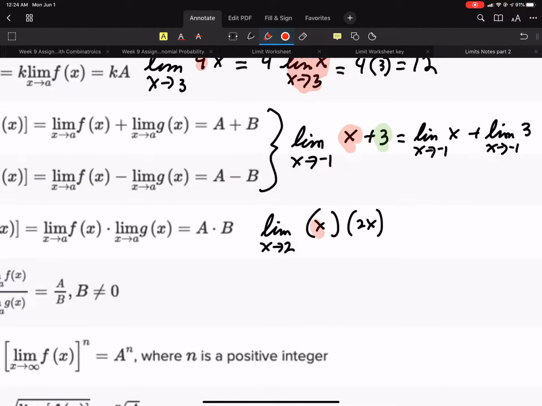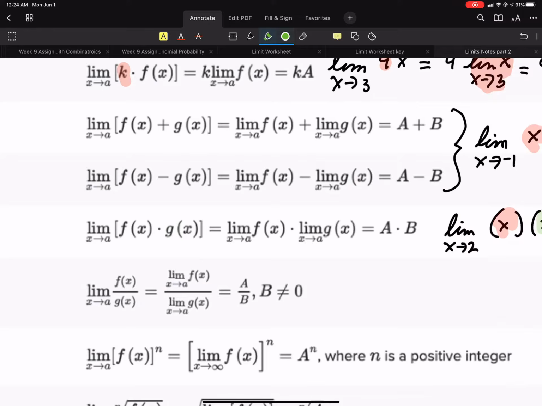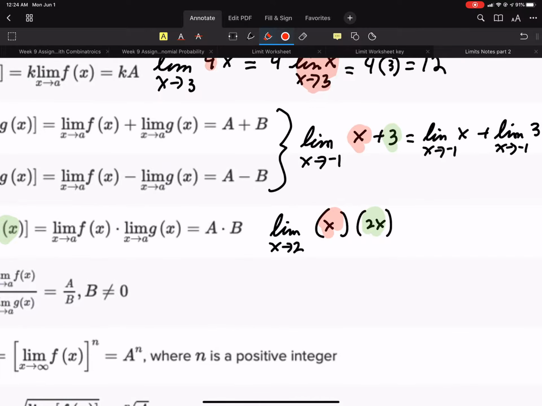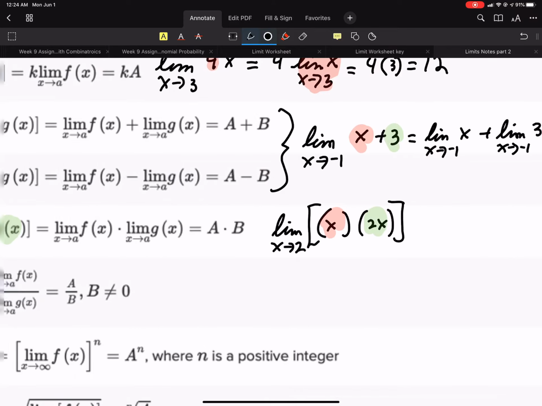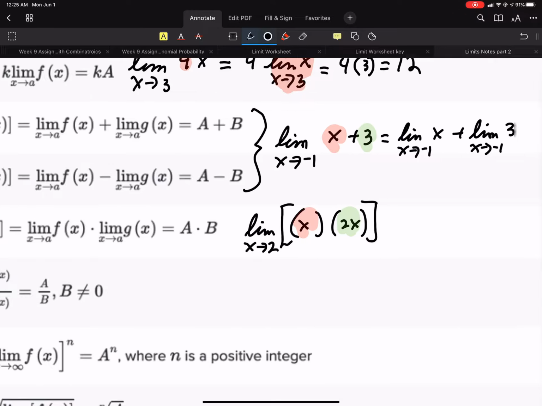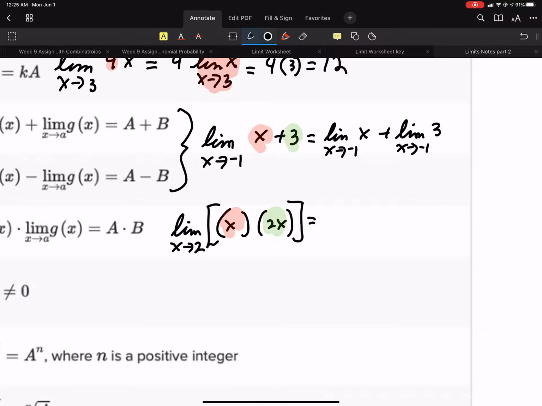So the first one, that's like my f of x. The second one is like my g of x. So that's like g of x and f of x. I have the limit of two functions being multiplied. To make it look even more similar, I will do that for you. Well, this rule says I can take the limit of each individual function and just multiply them together. So this will be the limit as x approaches 2 of x times the limit as x approaches 2 of 2x.